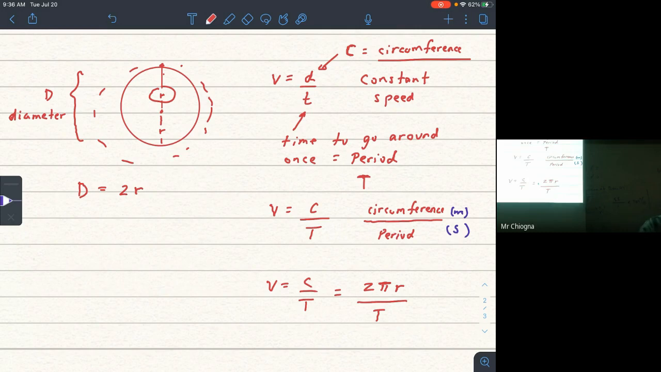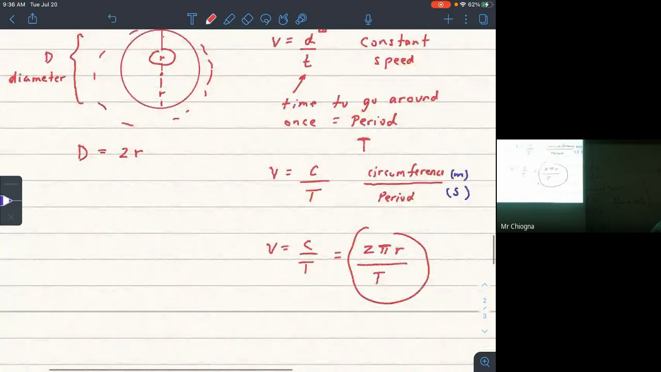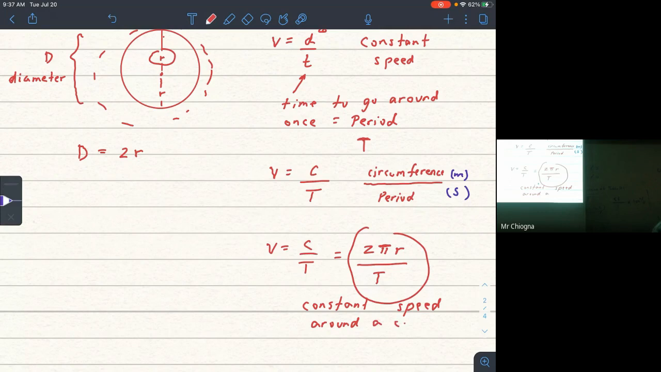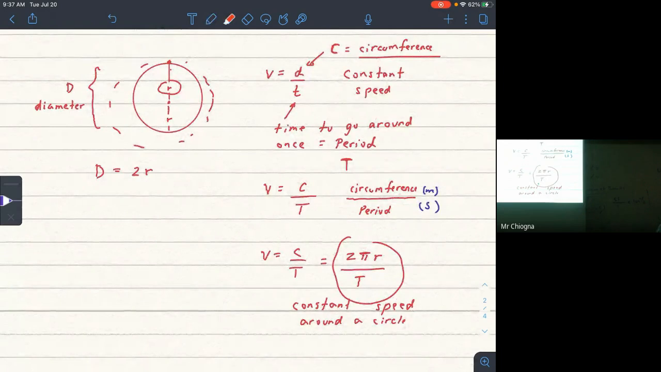Okay, so back to this equation. This is our equation for speed, constant speed around a circle. That's how we started the equation. We started with this equation, which is applicable to constant speed. And then I narrowed it down to the case of a circle.